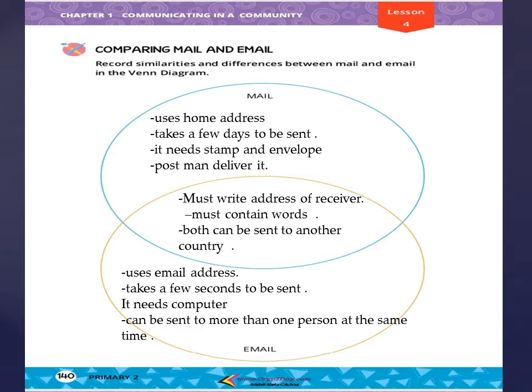Number three, it needs computer. Okay. Number four, it can be sent to more than one person at the same time.